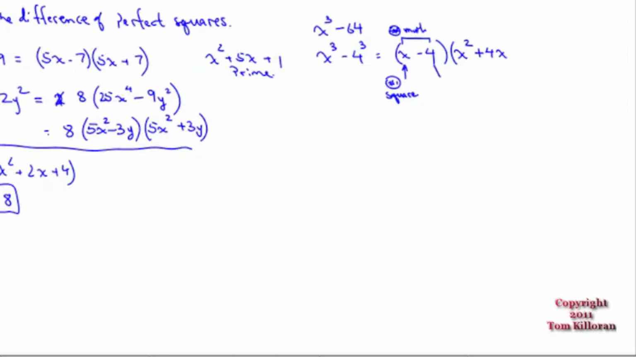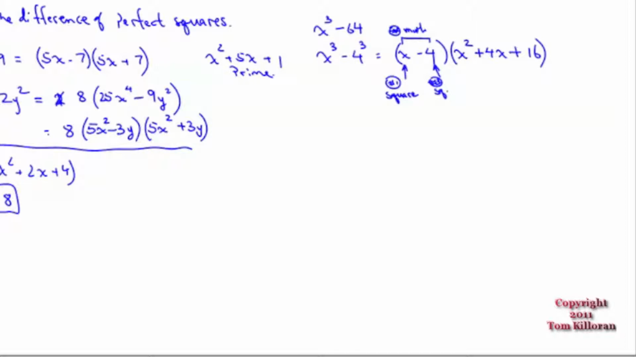And then number 3, you're going to square this term. Now, when you square a positive or a negative, the sign is always going to be positive. So whatever goes here is going to be positive. 4 squared is 16. And there you are. You have factored a perfect cube.